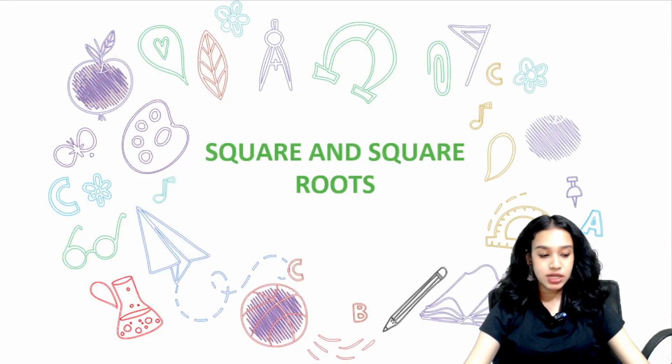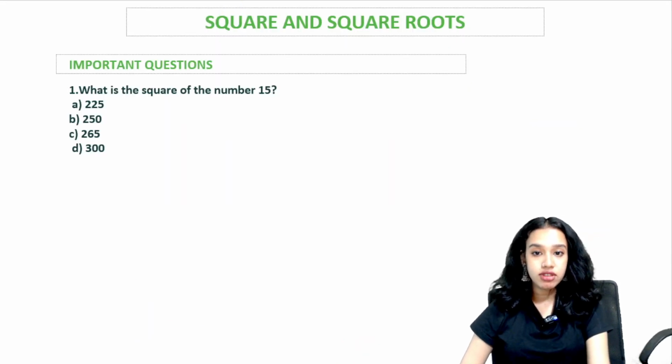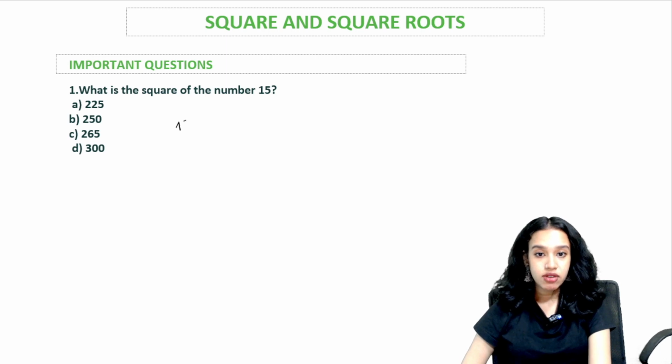Let's solve some questions from the chapter Squares and Square Roots. So let's check the first question. What is the square of the number 15? So how do we find the square of the number 15? We multiply 15 by itself, right?